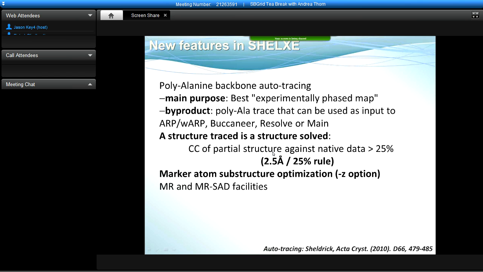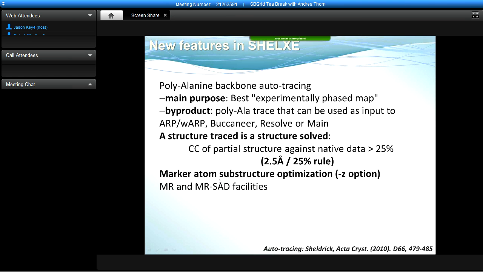If the CC of the partial structure, which is traced against the native data, has exceeded 25%, and if you are at a resolution better than 2.5 angstrom, the structure has been solved. We haven't found empirically any exception to this rule so far.